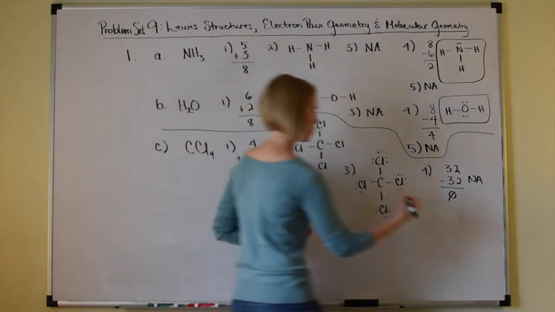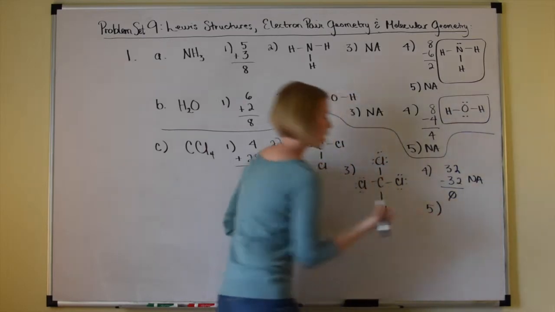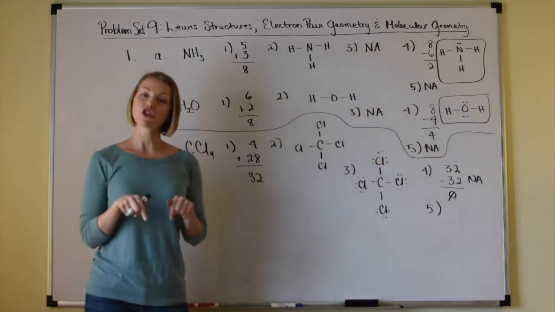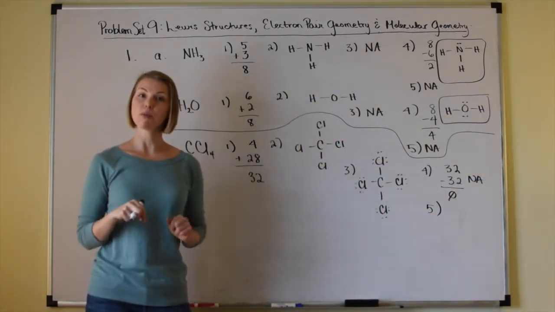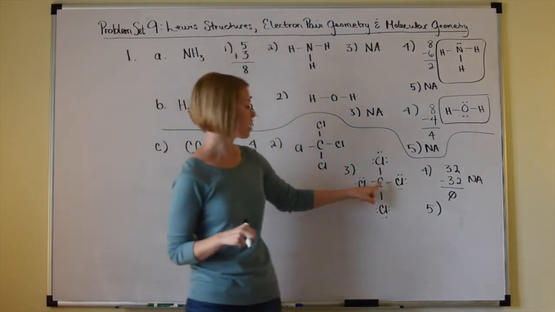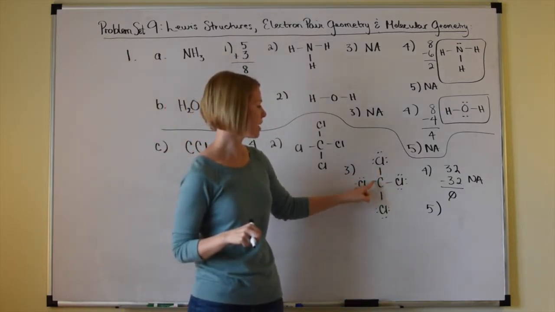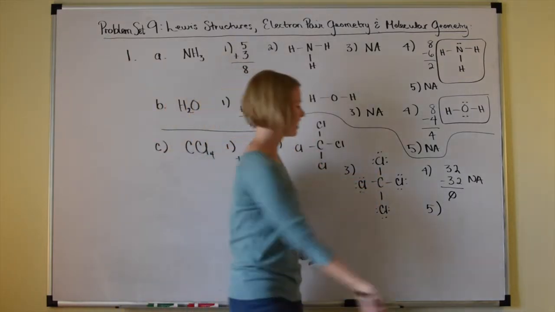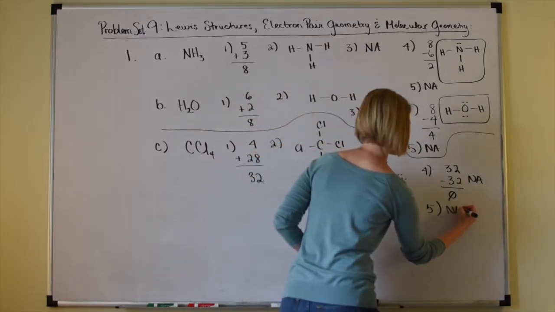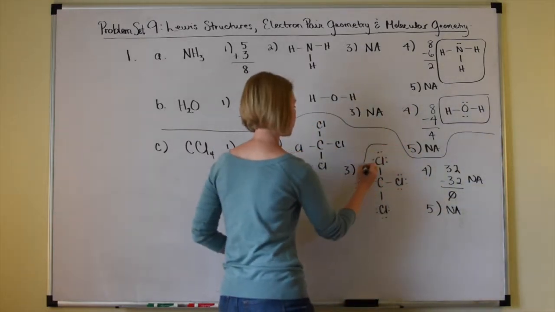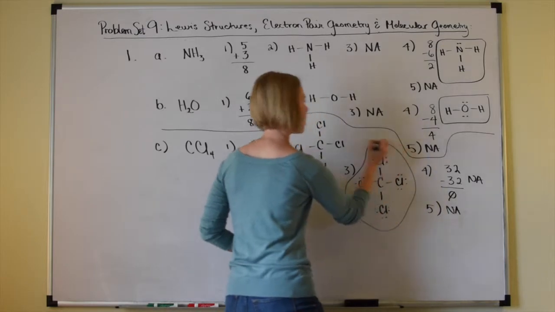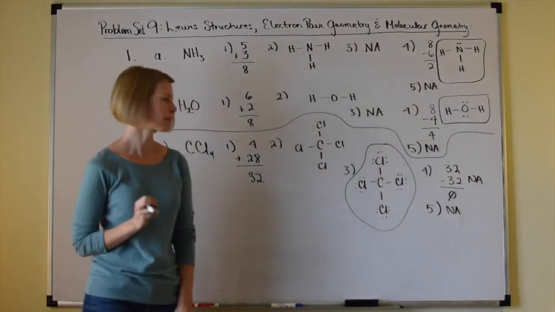Okay, step number 5. If octet is still not satisfied on your central atom, form your double and your triple bonds as needed. Let's check on carbon here. 2, 4, 6, 8. Octet is satisfied. So nothing to change on step 5. We were actually done with this problem on step number 3.